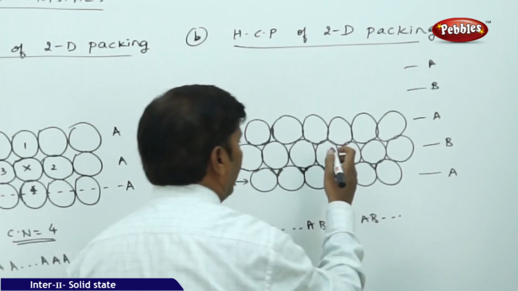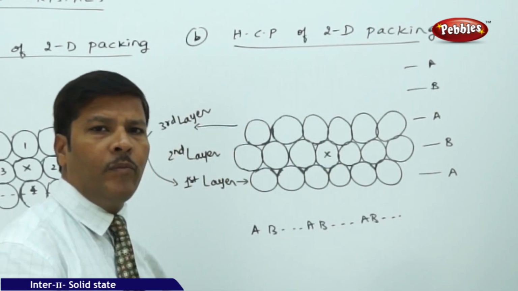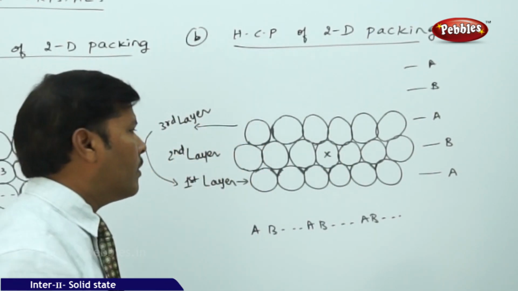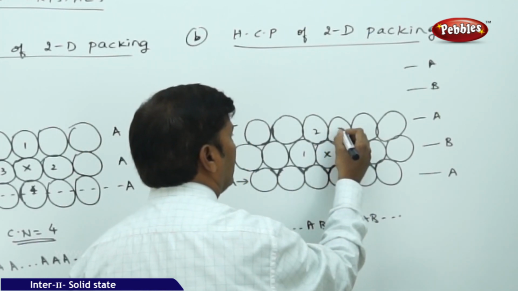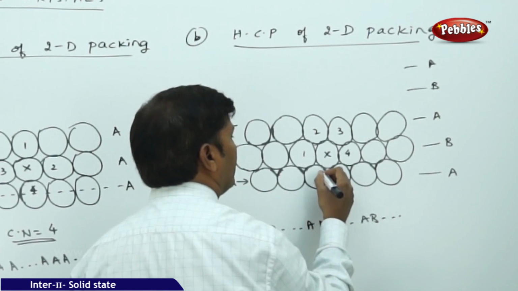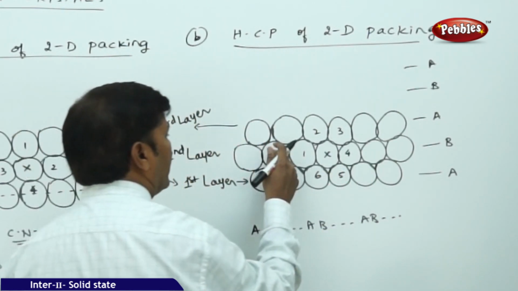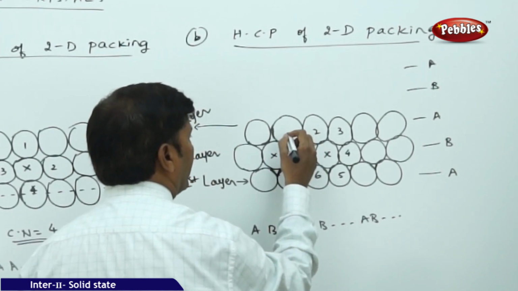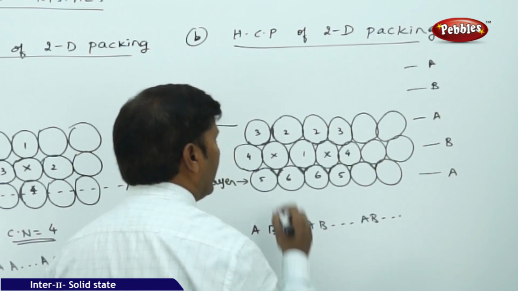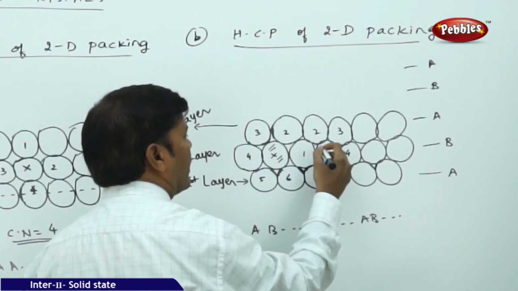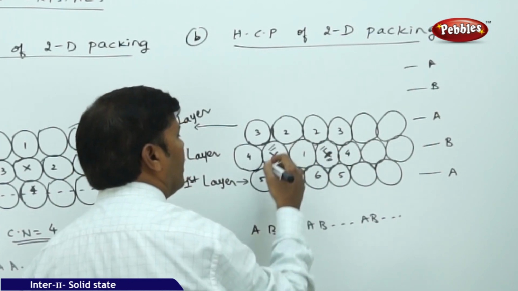So in the second layer you take one reference sphere. If this is the reference sphere, then you try to identify how many spheres are coming in contact. So this is 1, this is 2, this is 3, this is 4, this is 5 and this is 6. This is the reference sphere. You can take any reference sphere. Even if you take this as the reference sphere, here also again the same thing, 2, 3, 4, 5 and this is 6. This X represents the reference sphere.